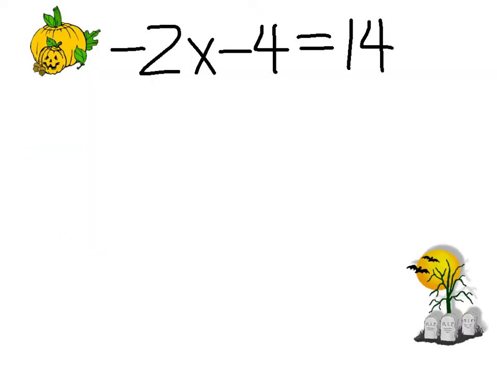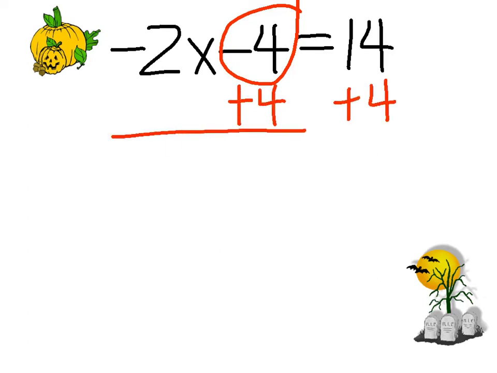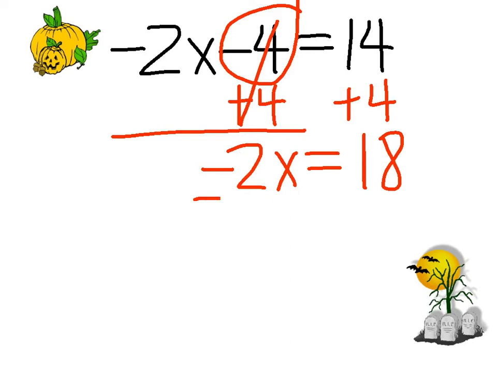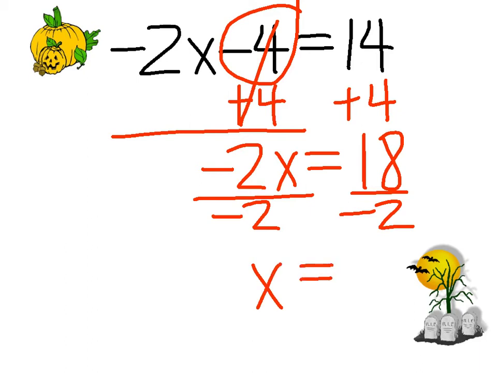For example 4, we have -2x minus 4 is equal to 14. So we have a minus 4 here, which means we need to add 4 to both sides. When we add 4 to both sides, these are going to cancel out. So on the left, we have negative 2x. On the right, we have 14 plus 4, which is going to be 18. We need to divide by negative 2 on both sides. So we have x is equal to negative 9.